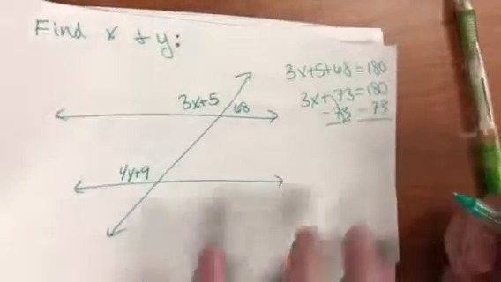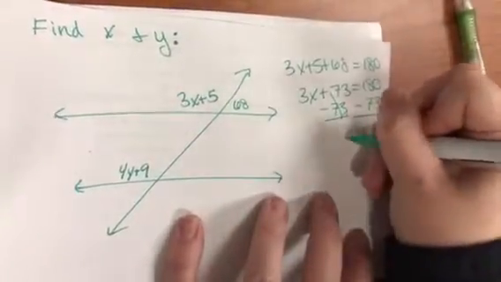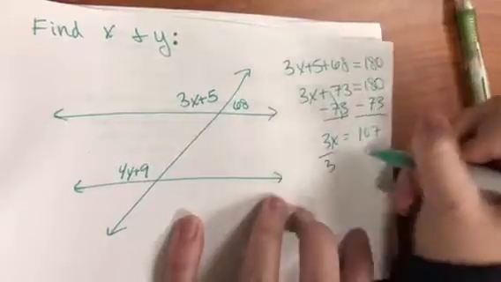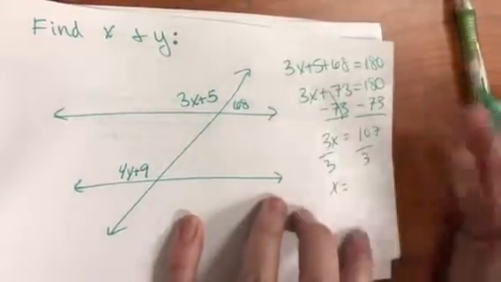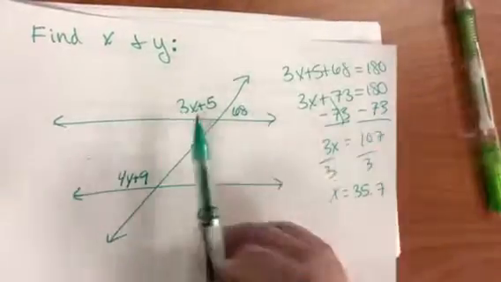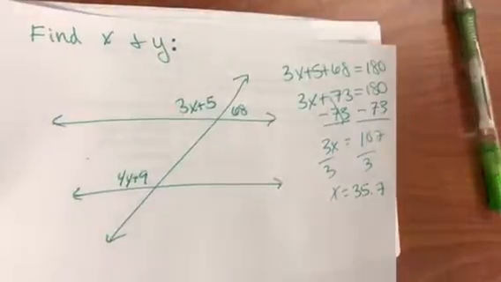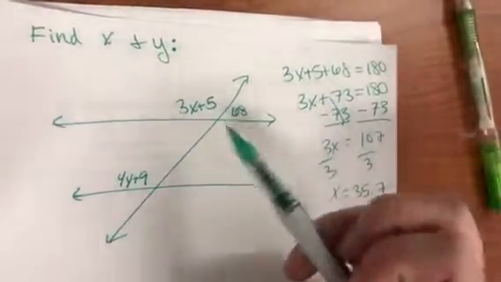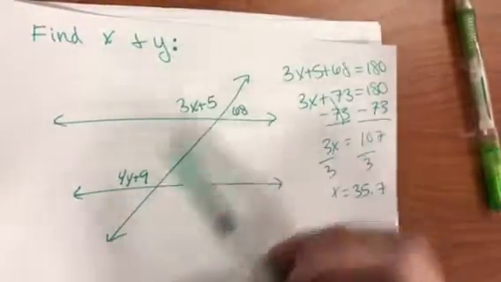180 minus 73 is 107, so 3x equals 107. Divide by 3, x equals 35.7. That's my answer. Box it in. We can move on, because that's the answer to what x is. I also have to figure out y. Now we have to look at it and ask, what are these two angles?